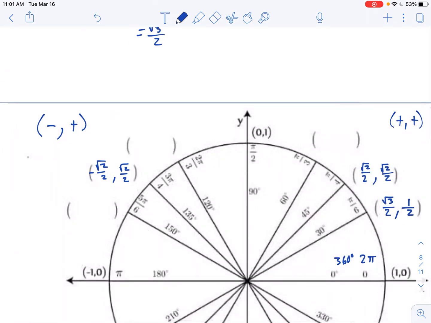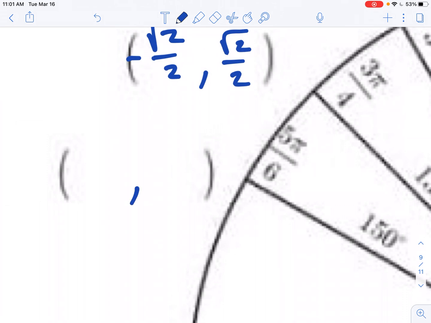Now at every pi over 6 value, I can put in the same magnitude for side length, root 3 over 2 and 1/2. Root 3 over 2 is my x, 1/2 is my y. I'm in quadrant 2 here, so just my x value is negative.